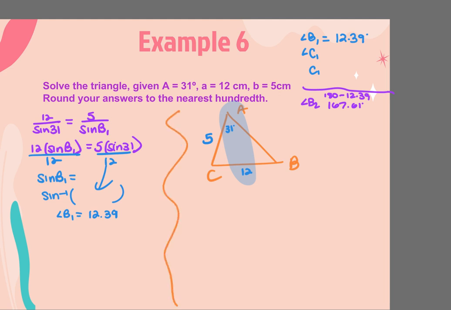All right, I'm going to go back to finish the first triangle out. I still need angle C1. I have angle A and B1, so I can do 180 minus the A, which is 31, minus B1, which is 12.39. And I get C1 would be 136.61.